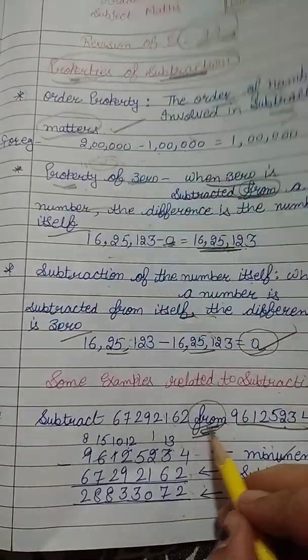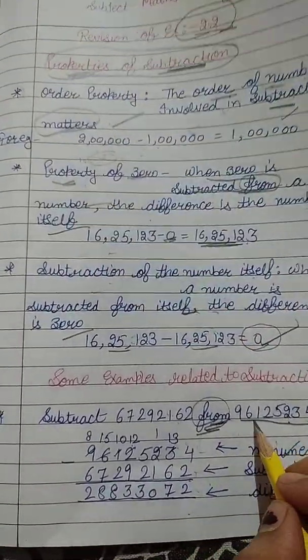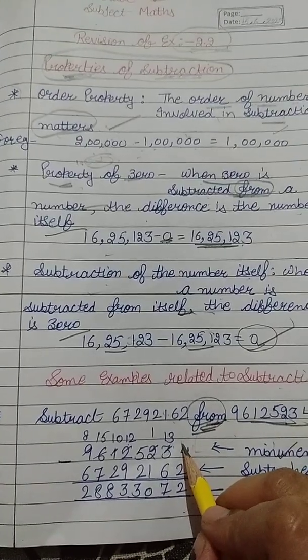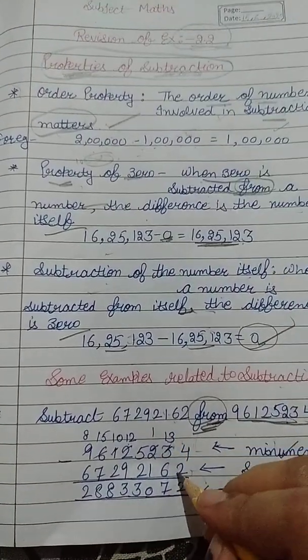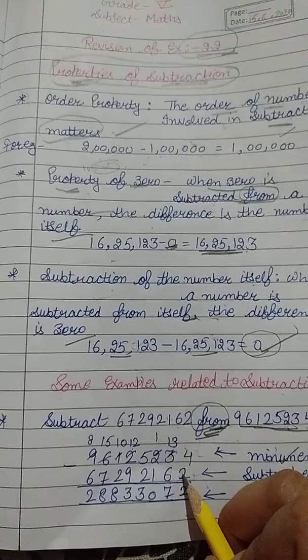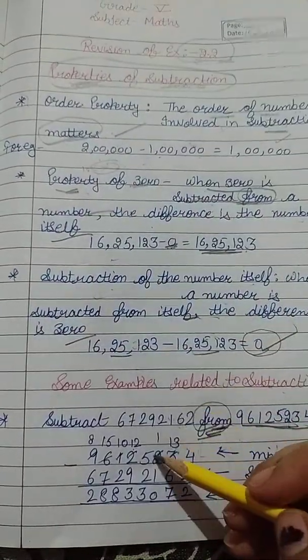But take care of this thing, children: whenever you have "from", you have to write the last number at the top side, and the other number at the down side. So again I am saying, listen carefully.